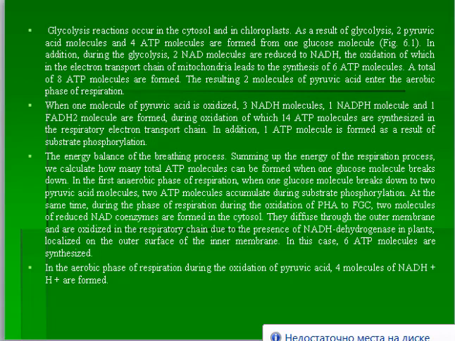The energy balance of the breathing process. Summing up the energy of the respiration process, we calculate how many total ATP molecules can be formed when 1 glucose molecule breaks down. In the first anaerobic phase of respiration, when 1 glucose molecule breaks down to 2 pyruvic acid molecules, 2 ATP molecules accumulate during substrate phosphorylation. At the same time, during this phase of respiration, 2 NAD molecules are reduced. They diffuse through the outer membrane and are oxidized in the respiratory chain due to the presence of NADH in the plant. In this case, 6 ATP molecules are synthesized.